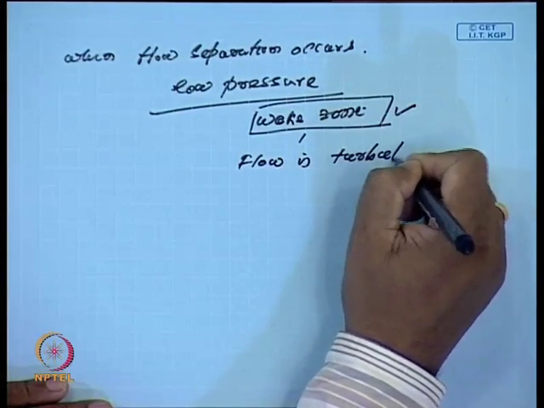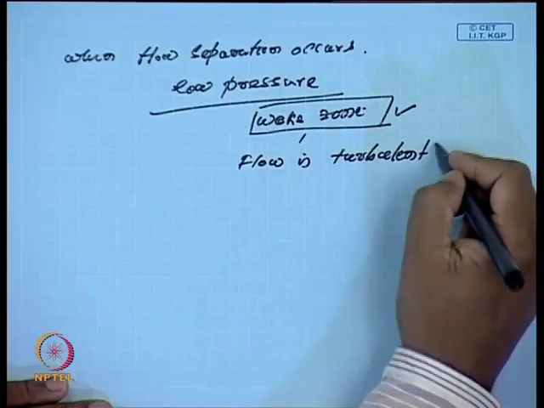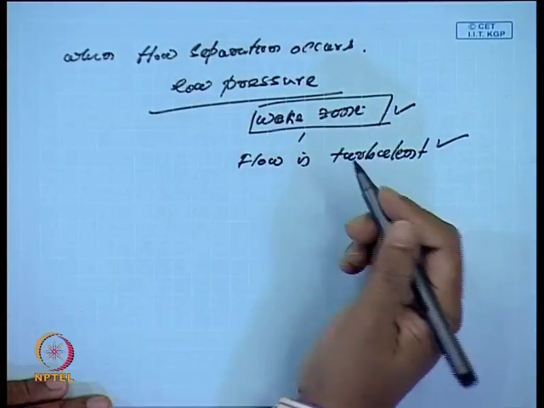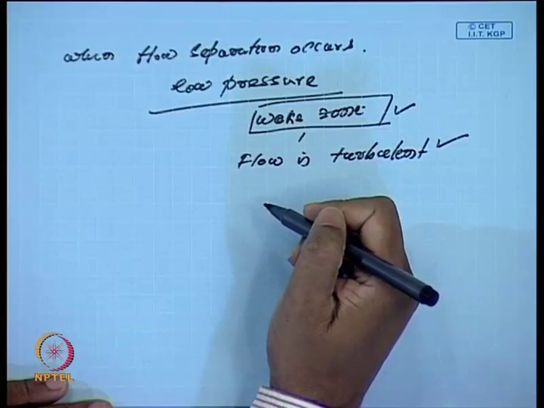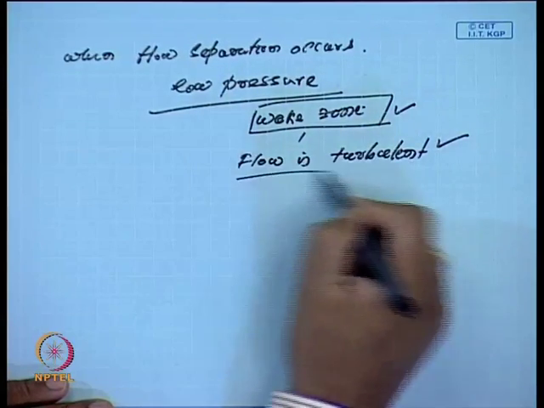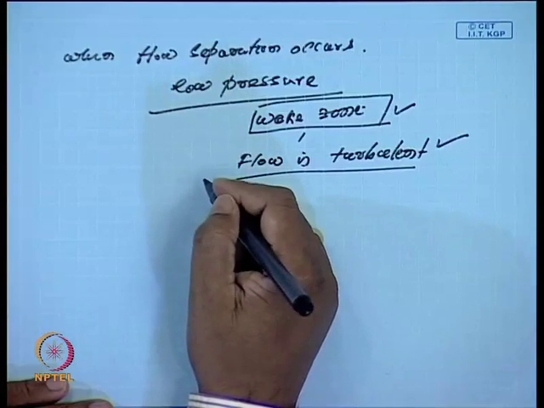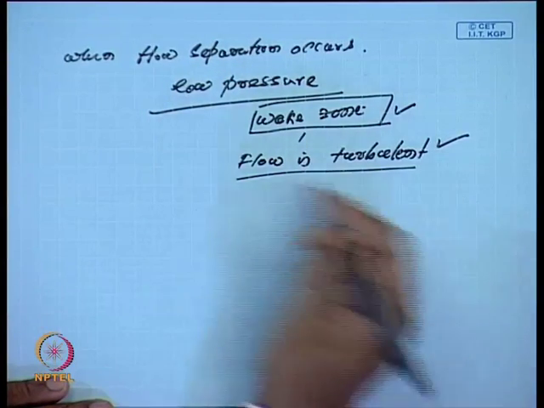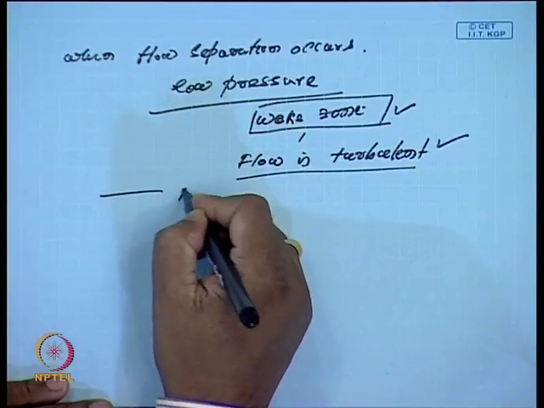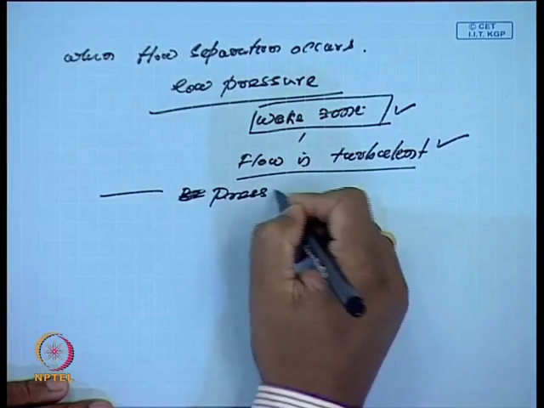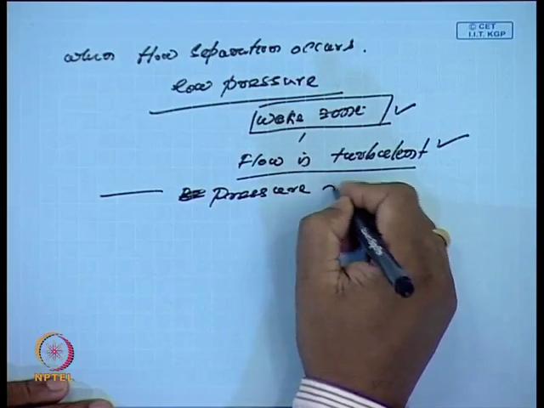The flow is turbulent and it is very difficult to analyze using classical boundary layer theory. As a result of the flow becoming turbulent, energy dissipation takes place at a higher rate with a reduction in pressure. So, as I said, there is a low pressure region and the pressure reduces.